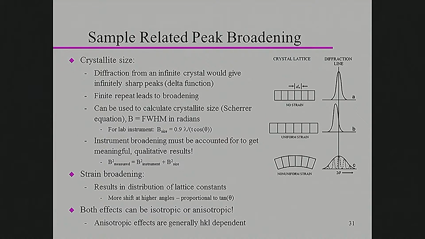This is actually only one contribution. Your instrument also makes a contribution, so your measured full width at half max has to be corrected for that. Strain broadening is nicely illustrated here. If you have uniform strain, you just shift your peaks because your lattice constant changes. If you have non-uniform strain, you get a distribution of lattice constants, and therefore you get broader peaks.